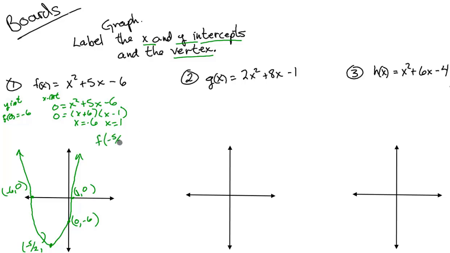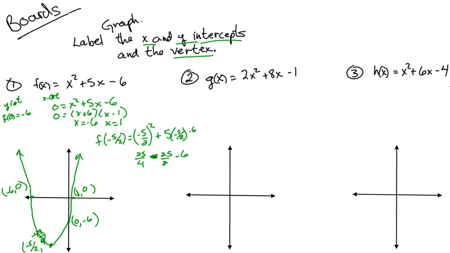f of negative 5/2. That's going to be negative 5/2 squared plus 5 times negative 5/2 minus 6. So we get 25/4 minus 25/2 minus 6. If we make these all fourths, 25/4 minus 50/4 is negative 25/4. Minus 24/4 is negative 49/4. And there we have it. Right there. That's the vertex.